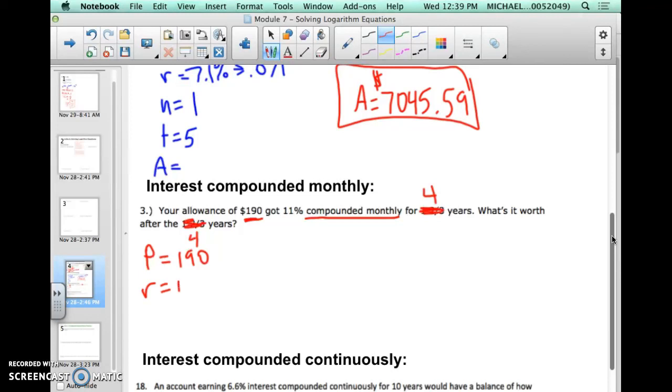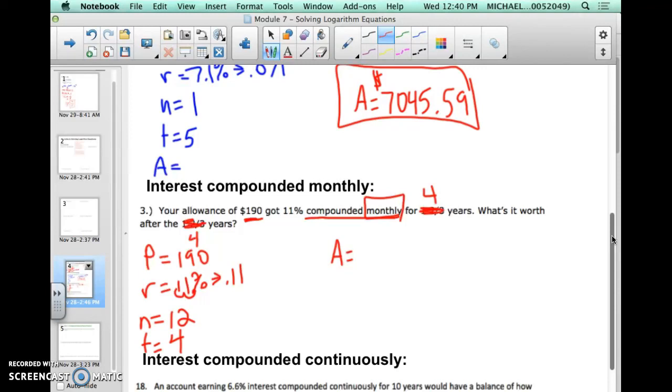R is 11%, but remember we got to move the decimal point 2 places. It's here. I move it 1, 2, so it becomes 0.11. And in this case, the key word for my N now is monthly, and I said that already. N is 12 months in a year, so N is 12, and T is 4. We said I changed it to 4 to make it a nicer number. So again, we're looking for A. A equals all of that.